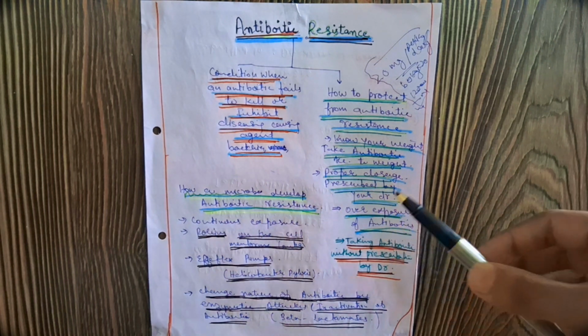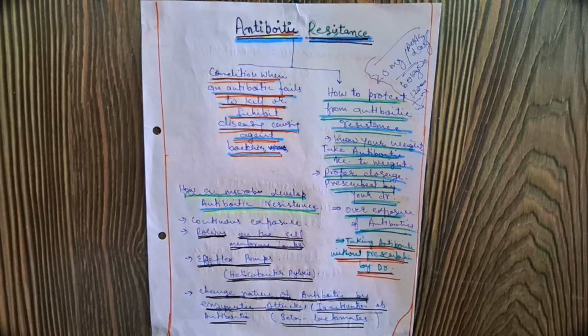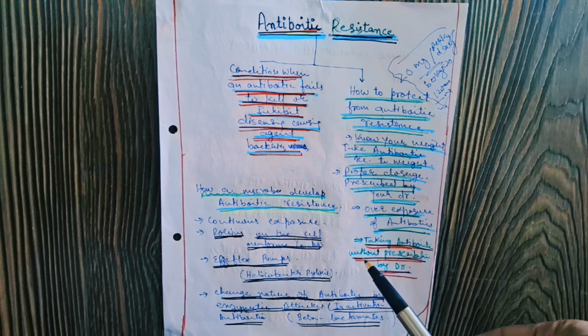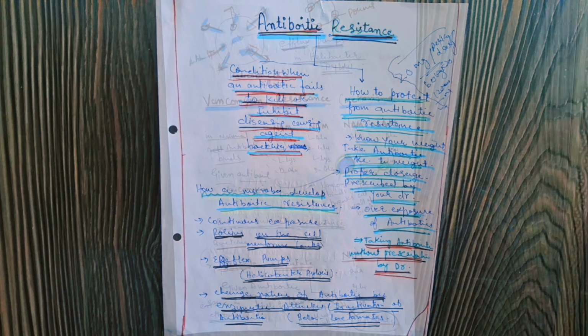Overexposure to antibiotics, as I discussed, when we are continuously giving antibiotics, this also develops antibiotic resistance in bacteria. Then taking antibiotics without a prescription from a doctor, when we are taking antibiotics randomly, this also develops antibiotic resistance.